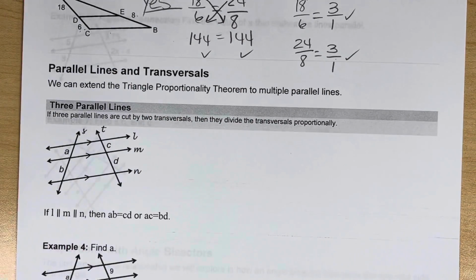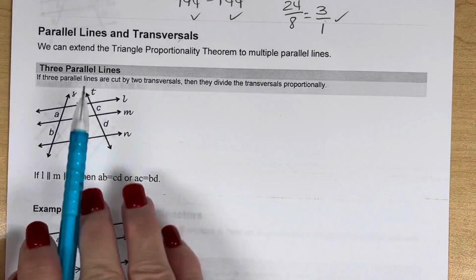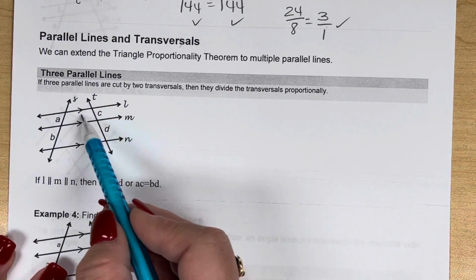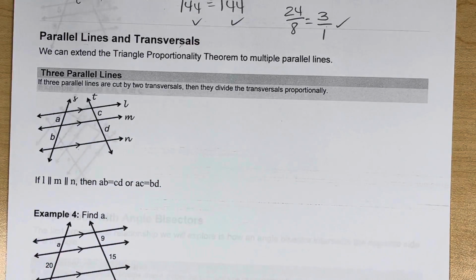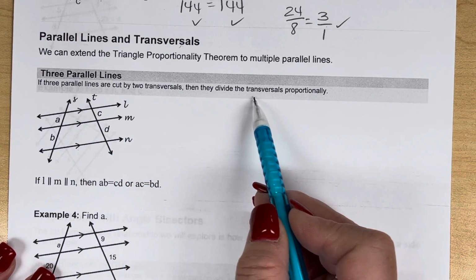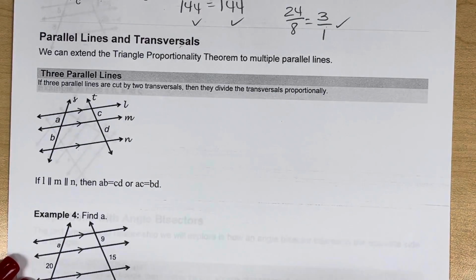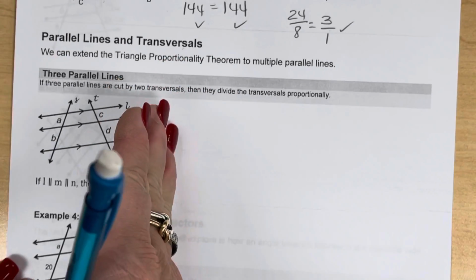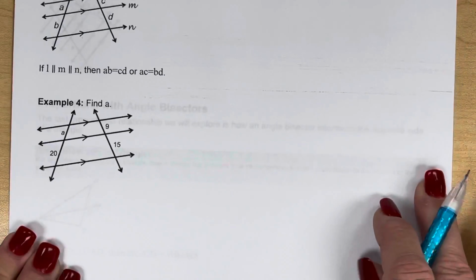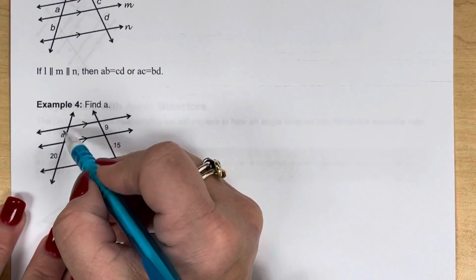Okay, parallel lines and transversals, which we discussed transversals in Unit 3. But this says we can extend the triangle proportionality theorem to multiple parallel lines. Now don't panic because you see this. I know instantly you're going to want to panic. Don't panic, okay? If 3 parallel lines are cut by 2 transversals, then they divide the transversals proportionally, which means you could set them up in a proportion, and as long as what you do on the left, you set it up the same way on the right, cross multiply, you can find a missing number or a missing measure.